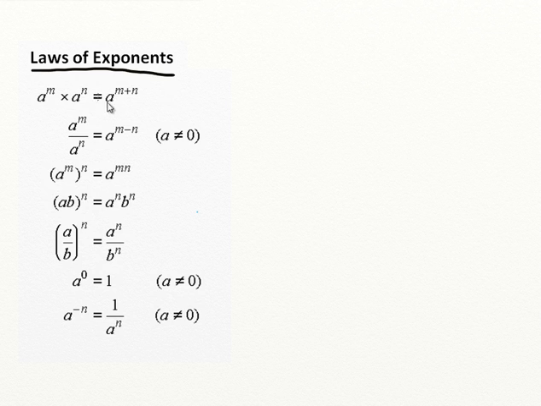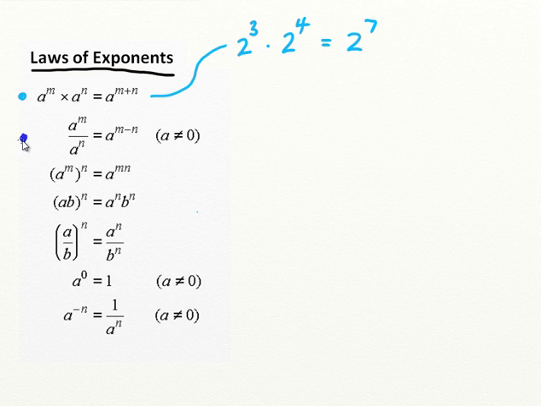Now, I'll just go through them and give you a quick little example of each one, and then we'll move on to the examples. So the first law says that if you have two bases that are identical, they're being multiplied together, and both of these bases have an exponent, in this case m and n, we can just add the exponents to get the right answer. So for example, if we had 2 cubed, and that was being multiplied by 2 to the 4th power, then we would just add the exponents, and that would give us an answer of 2 to the 7th power.